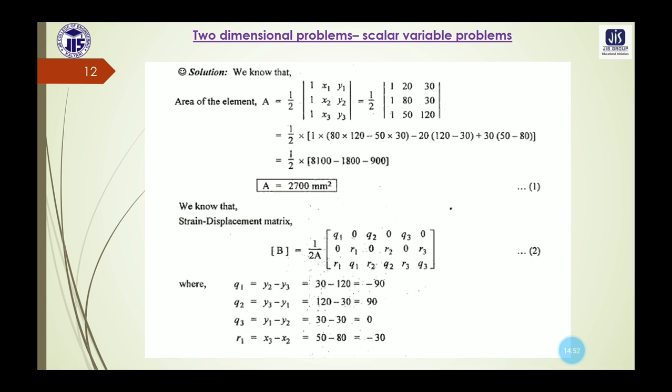Now in this 3 by 3 matrix we can see that the values of the coordinates for the three nodes we require to put here. So let us put the values of the coordinates for the three nodes in this formula of the area of this triangular element. And after that we need to perform the matrix multiplication. So finally we are getting the value of the area of this triangular element. It is 2700 millimeters square. So this is our equation number 1.